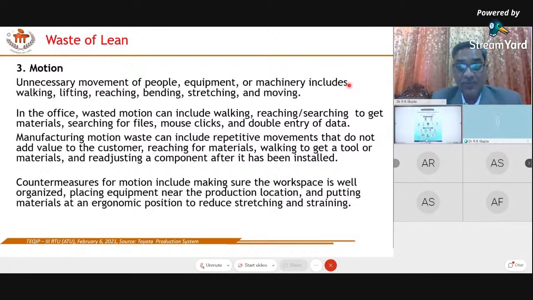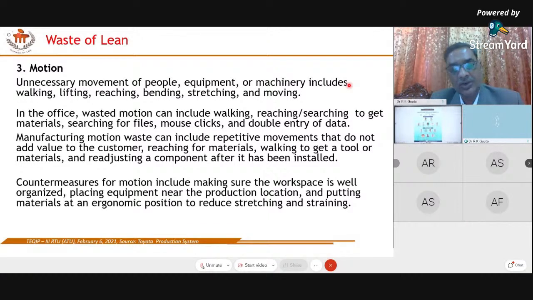Waiting for the proper instructions to start the manufacturing. We are waiting to start the manufacturing, and we are waiting for instructions from the management. And having equipment with insufficient capacity, that is also a waiting time.